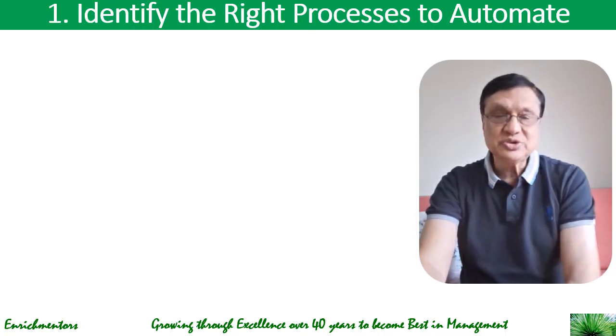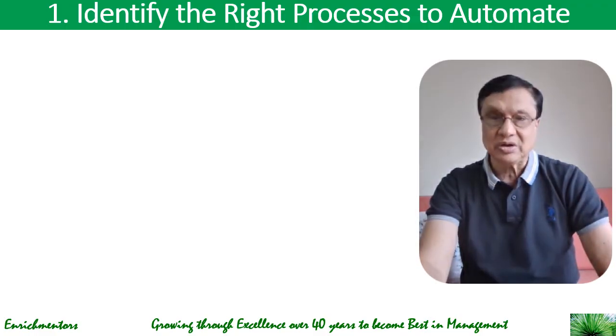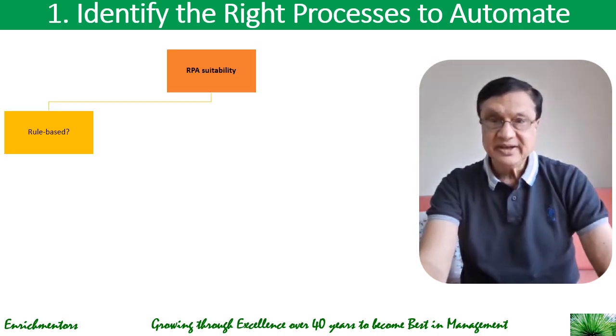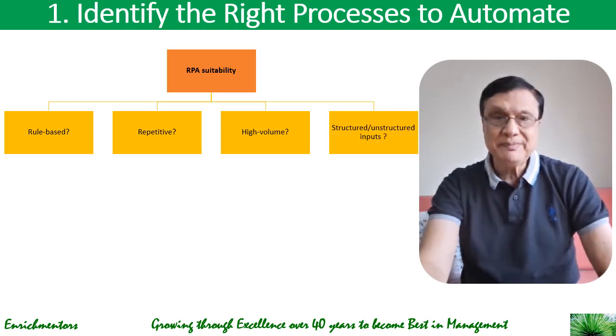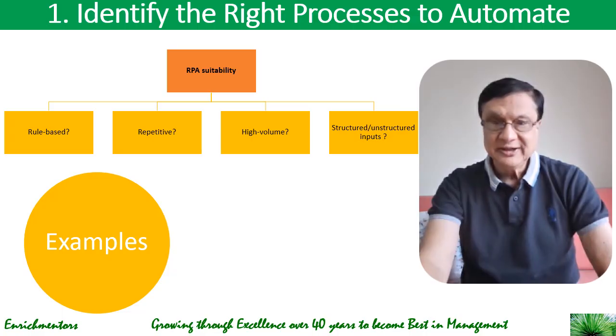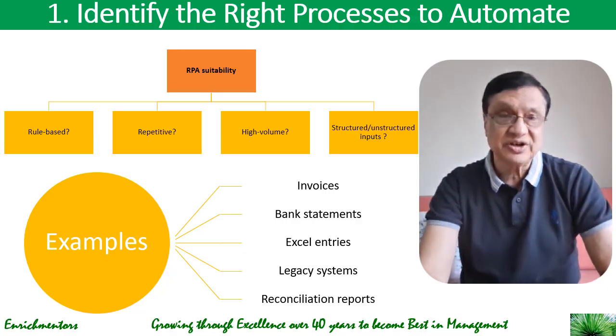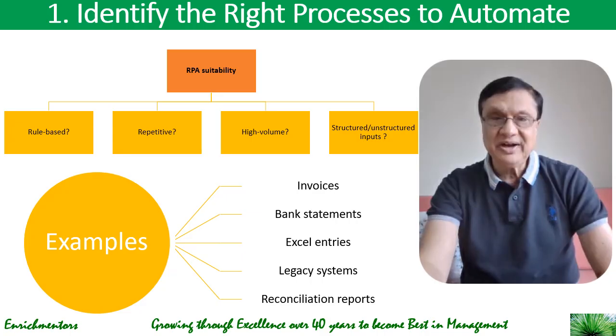So, first step obviously is to identify the right processes to automate. And for that, you can use RPA suitability checklist. You need to ask questions like, is it rule based? Is it repetitive? Is there a high volume with this? And are there structured and unstructured input in terms of forms, tables, and emails? And some examples of these processes to automate would be invoices, you could automate bank statements, Excel entries, legacy systems, and reconciliation reports.